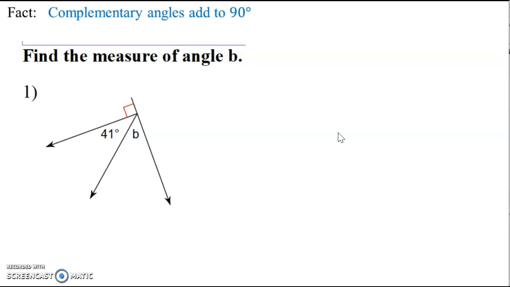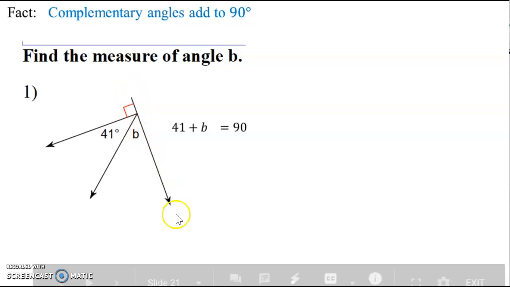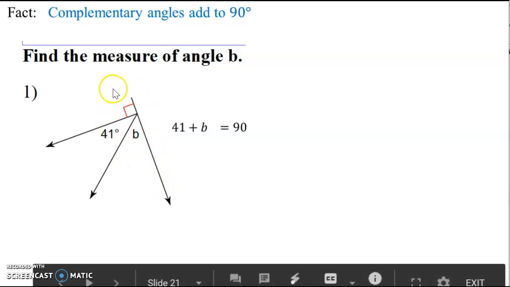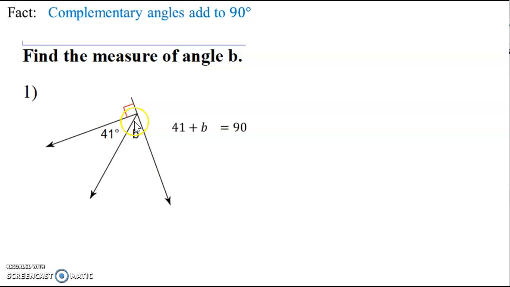Okay, so find the measure of angle B. How do I do that? Well, I know that this is going to be 90 degrees because this angle is marked as 90 degrees. We know that the straight line is going to be 180 degrees. That means we know this angle has to add up to 90 degrees, because 90 plus 90 is 180. So if you know that they add up to 90 degrees, then we know that 41 plus B is equal to 90. That's the relationship. And then we subtract 41 from both sides and get B to be 49 degrees.